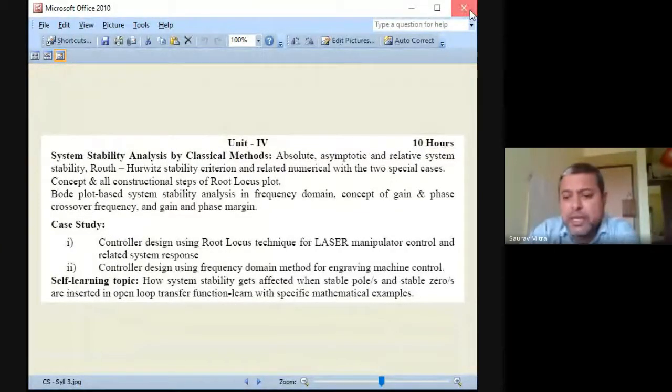I am removing this syllabus, and I will stop presenting this. I will start with the book of M. Gopal, and we will see what is meant by the Routh Hurwitz criterion. A 10-mark question will definitely be asked from this Routh Hurwitz criterion. There are three cases: one is a very simple numerical, and the second and third are two special cases. All those we have to see in the case of Routh Hurwitz. We will see how to find the stability by using the Routh Hurwitz criterion.